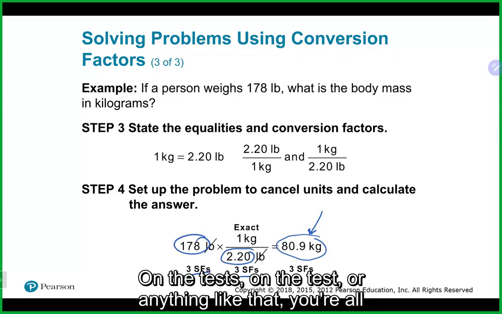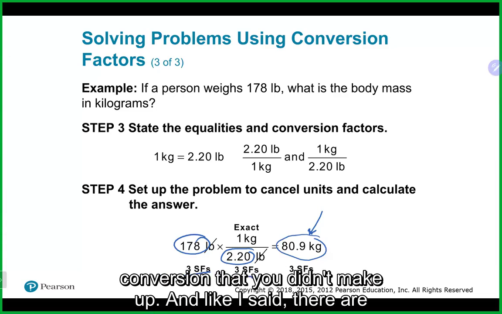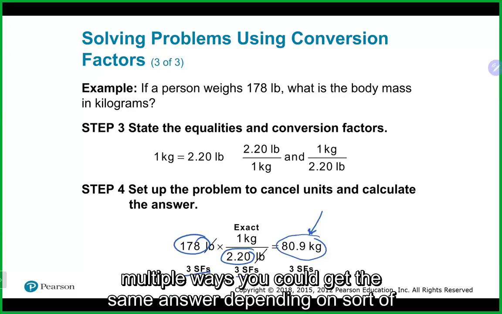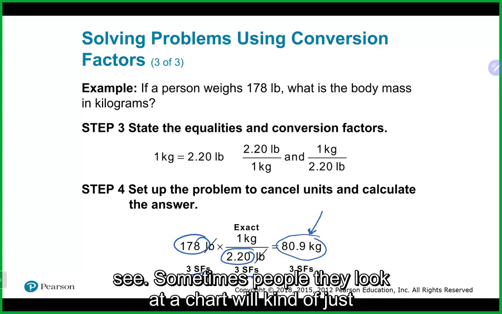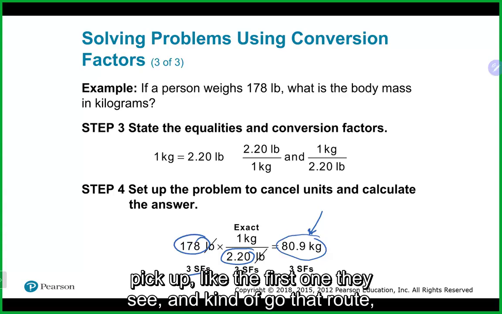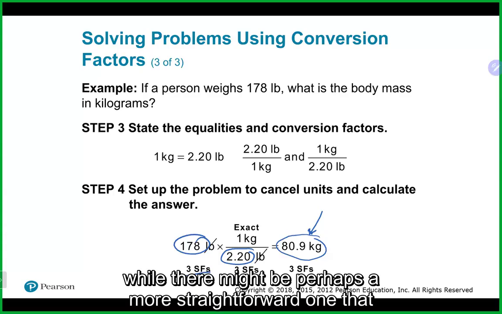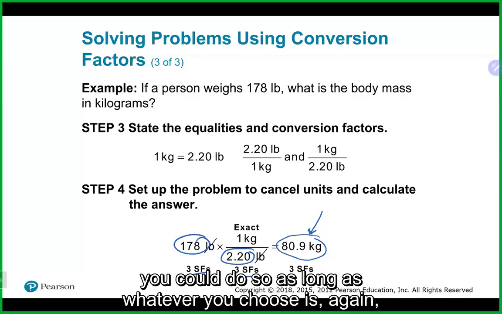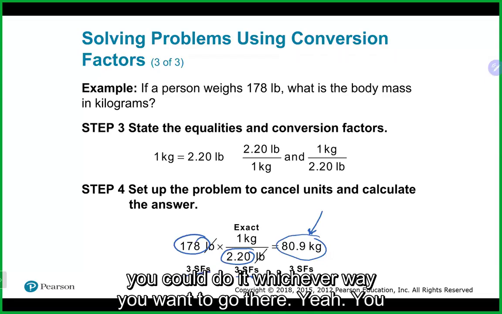On the test or anything like that, you're all good as long as whatever you choose is a legitimate conversion that you didn't make up. Like I said, there are multiple ways you could get to the same answer depending on what pathway you choose, what conversion factors you see. Sometimes people, if they look at a chart, will just pick the first one they see and go that route, while there might be a more straightforward one. So as long as whatever you choose is a legitimate conversion equality, you could do it whichever way you want.